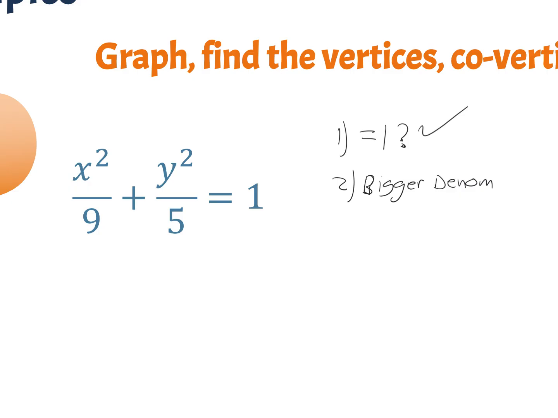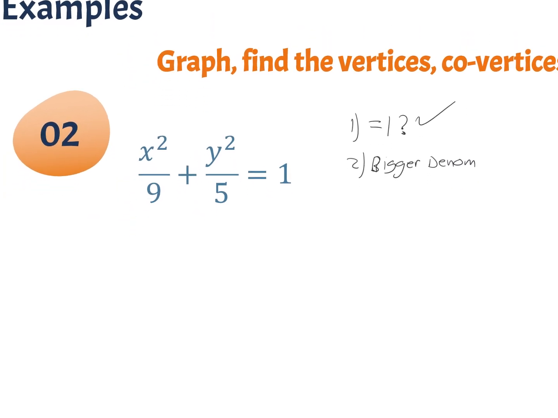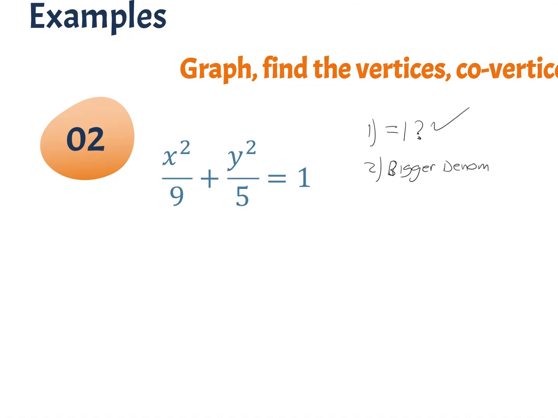Right, what has the bigger denominator, the x or the y? The x. What does that mean? Is it horizontal or vertical? It's horizontal, that means it's going to open something like that. Just so that you know for your reference, I know that since 9 is bigger than 5, it's going to open long left and right.